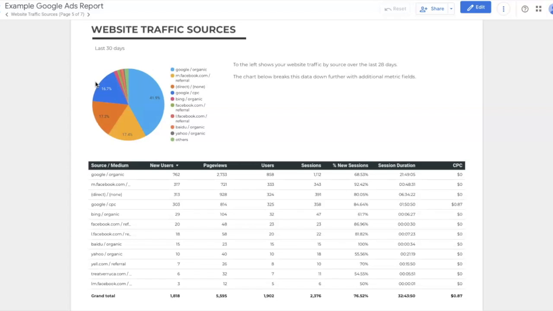The next part of your report showcases your website traffic sources. This is an indicator of where your website traffic over the last 30 days has come from. So you can see in this particular example, most of the website traffic has come from Google Organic, followed by Facebook, direct traffic, Google CPC, Google Ads traffic, Bing Organic, Facebook again. You have a whole list of traffic sources on here, and it gives you a pie chart and a more detailed breakdown and a table as to where your traffic has come from.